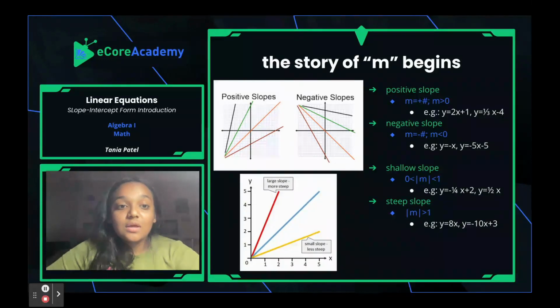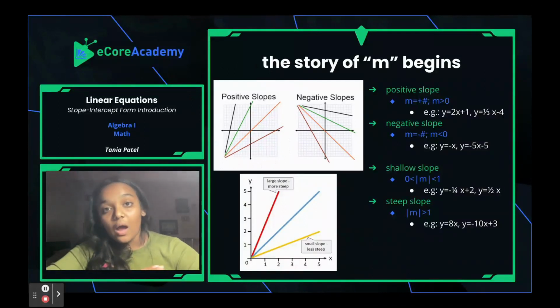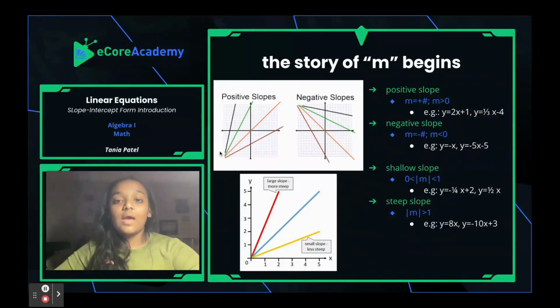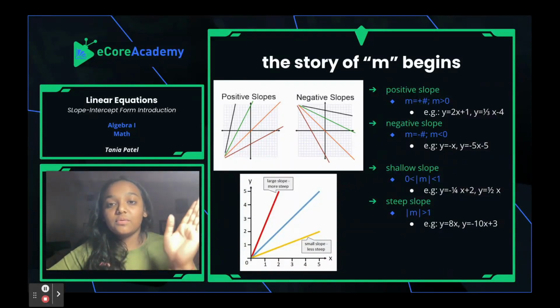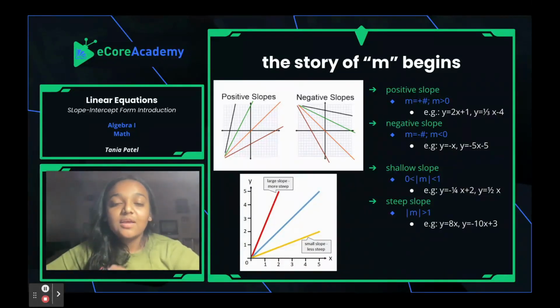And so basically the graph of that equation will have a positive slope. A positive slope looks most commonly like this. When it is from left to right, it's going up. And also the right side of the line is on the top right, or it's approaching the top right is the best way to put it.